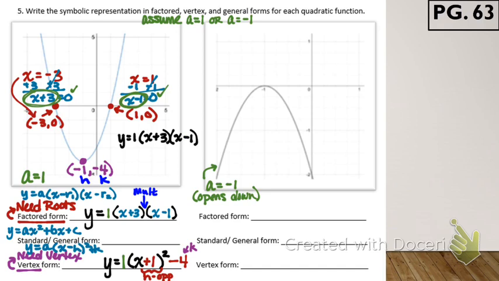We have to use double distribution. I have 2 terms in my first set of parentheses, so I'm going to have to distribute both of those. I'm going to take the x and distribute it to both pieces here. So that would give me x squared minus x. And then I have to take the 3 and distribute that as well. So I have plus 3x minus 3.